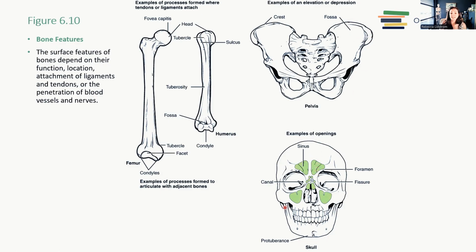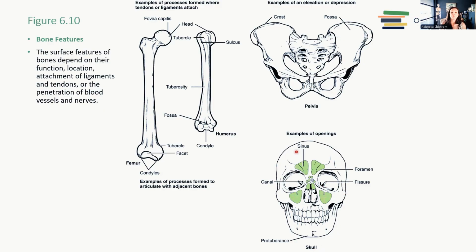We also see different openings here in this picture. So things like foramens are openings. Sinuses can be openings. Canals are openings for things like vasculature. Fissures also are going to provide openings for things like nerve supply and blood supply.